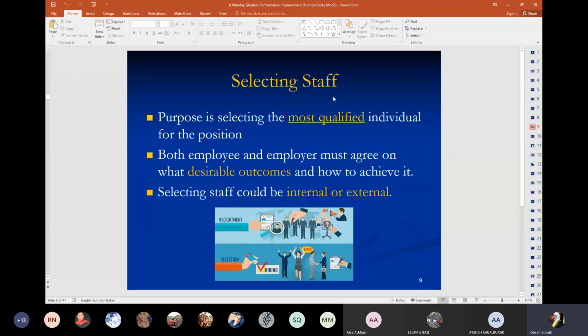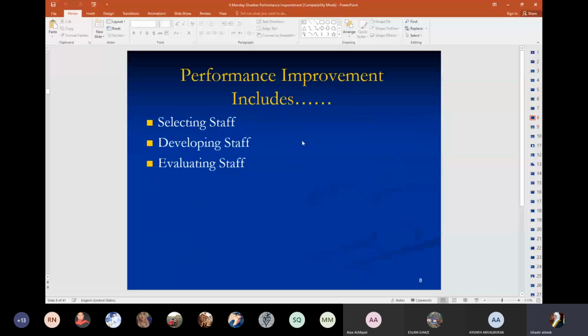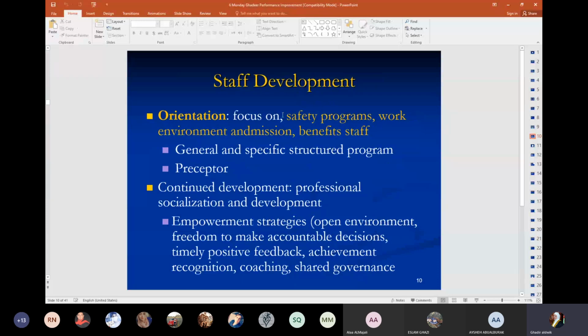According to our labor laws, we have 3 months after hiring to make a decision to continue or discontinue according to the performance appraisal decision. Okay? So the first thing in performance improvement is selection. The second thing is orientation.